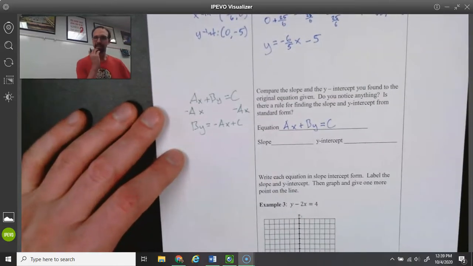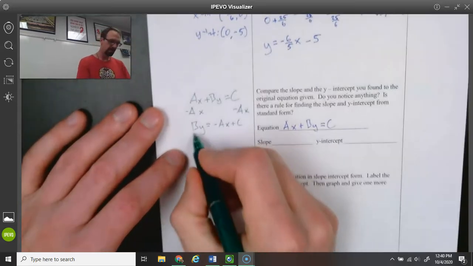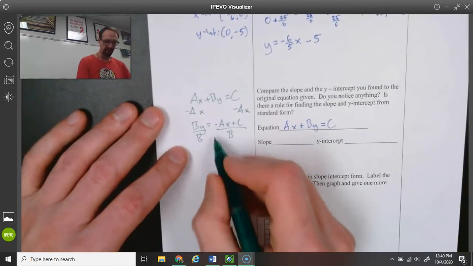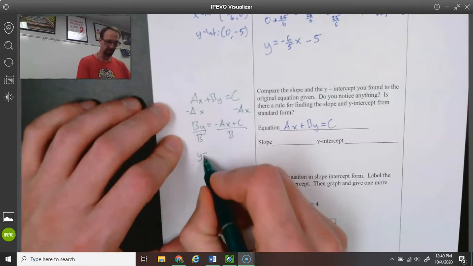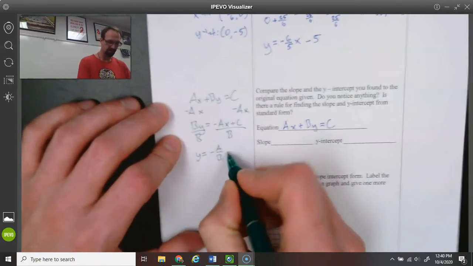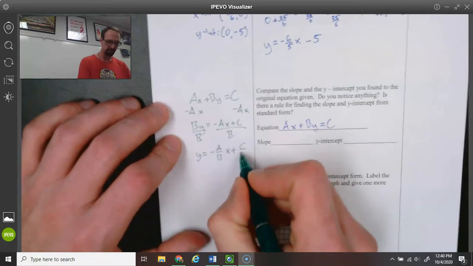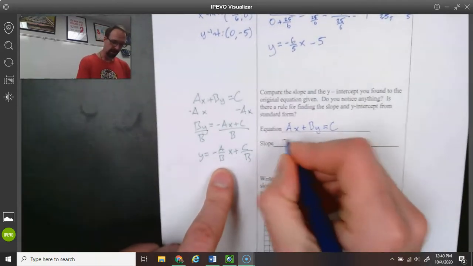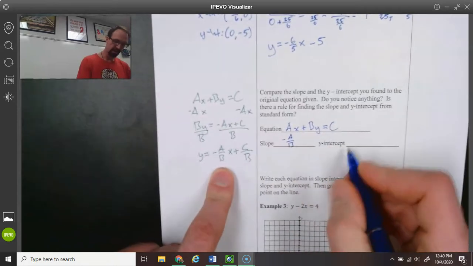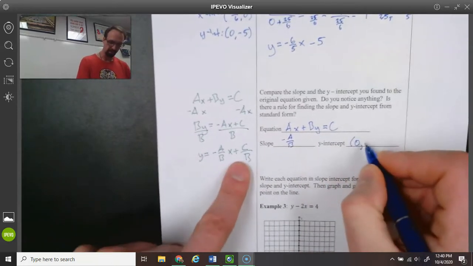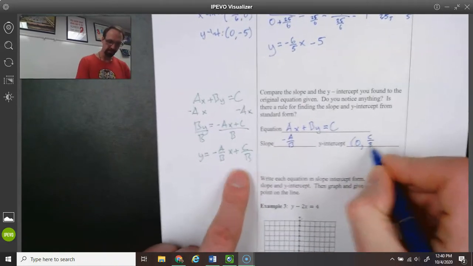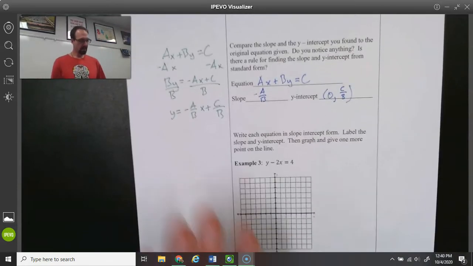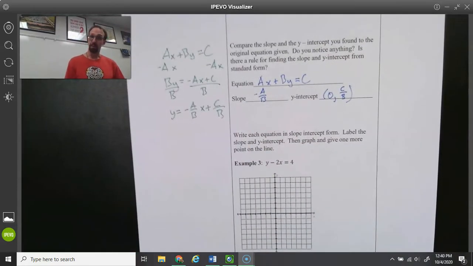We'll call this opposite because it could be positive, it could be negative. Then if I divide both sides by b, I get y equals opposite a over b, times x, plus whatever c over b is. So your slope in this case is going to be opposite a over b, and your y-intercept is going to be 0, comma, and then c over b. And this works for any equation from standard form, when you're trying to find the slope and the y-intercept.